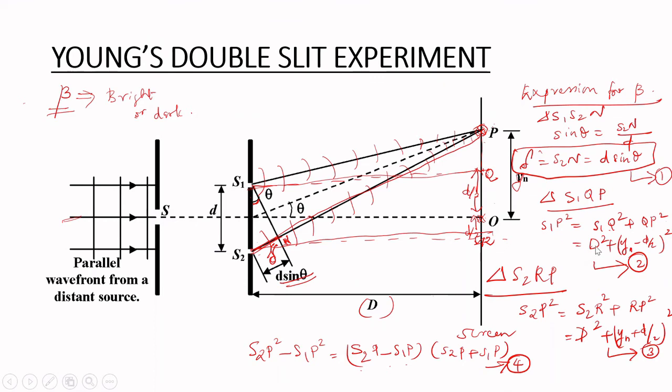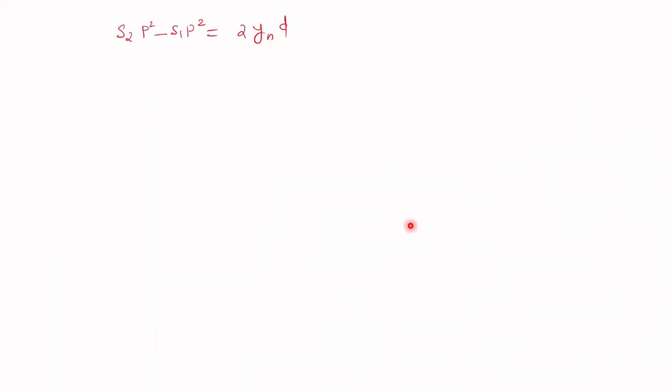Because there is d square which is getting cancelled, and a minus b the whole square and a plus b the whole square. So a plus b whole square minus a minus b the whole square we have to do, which is 4ab. So 4 into yn into d by 2. So that is nothing but 2yn into d. So we got S2P square minus S1P square as 2yn into d. This is our equation number 4.